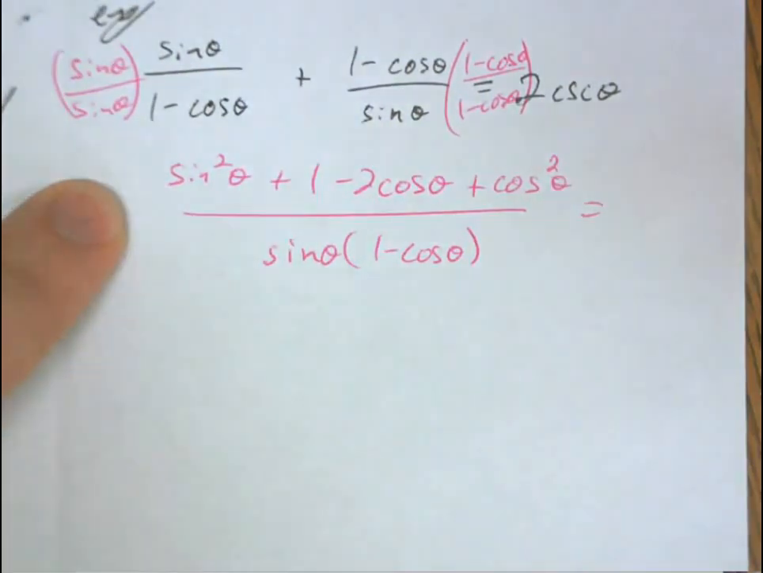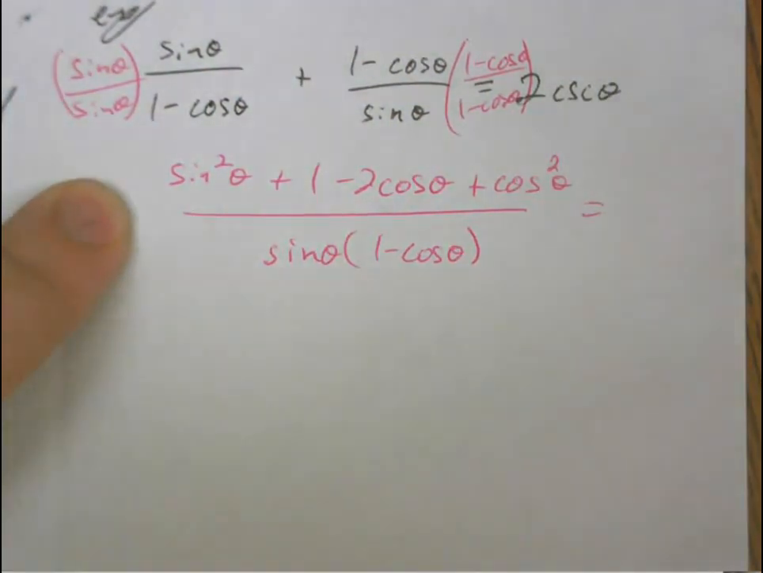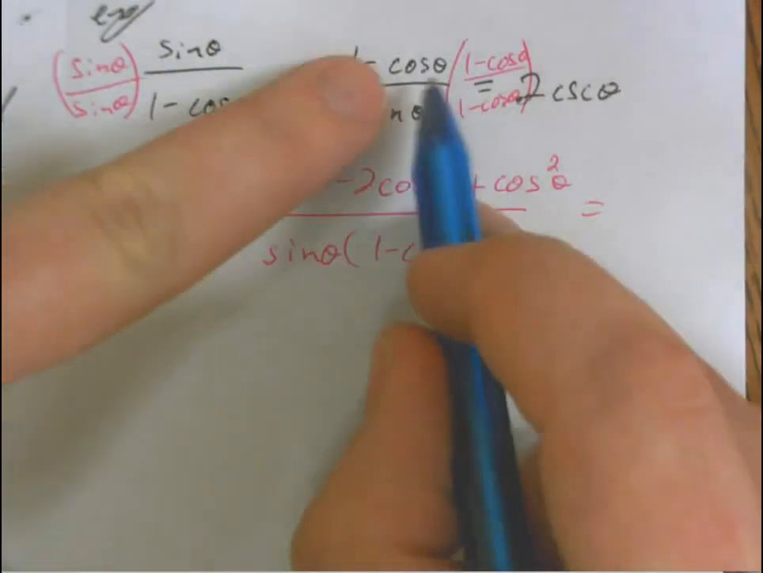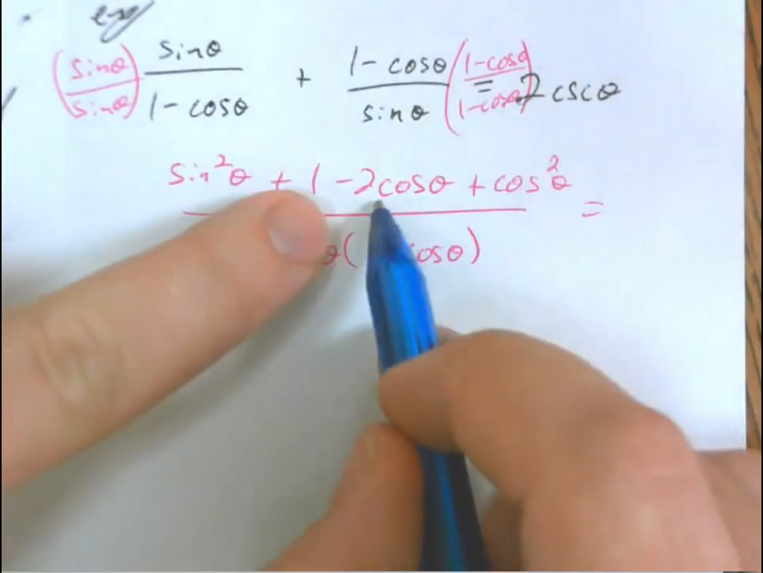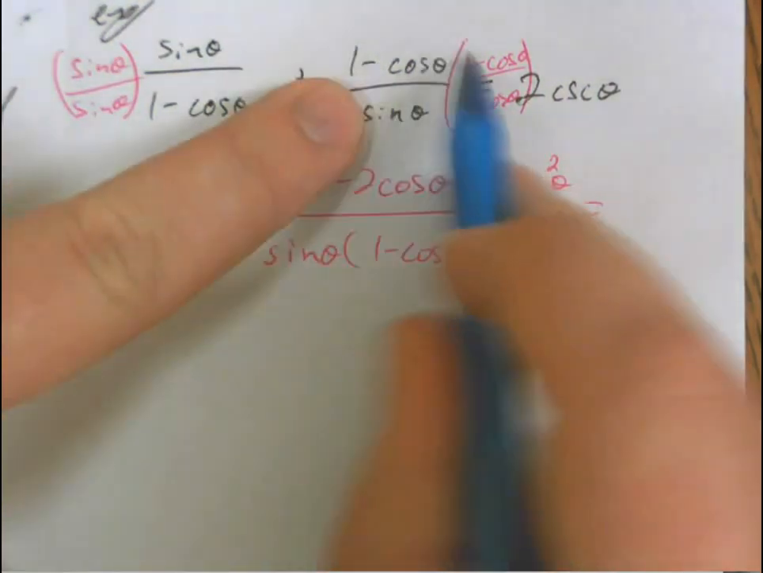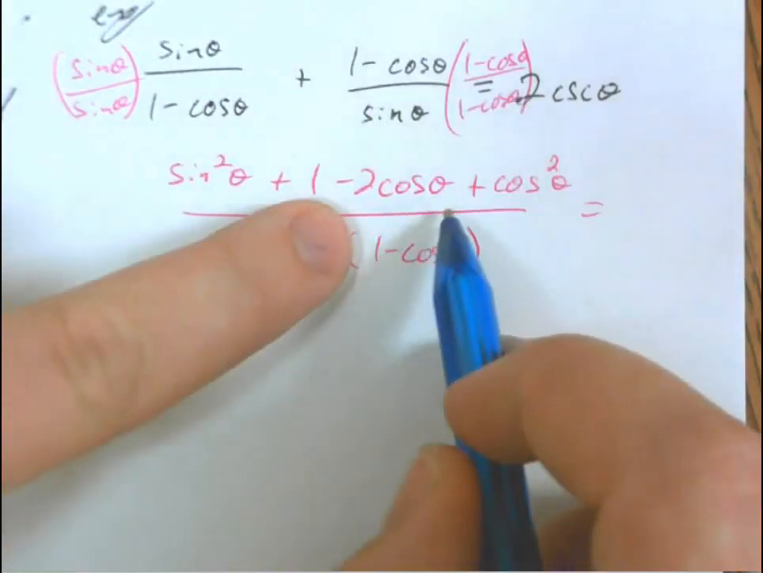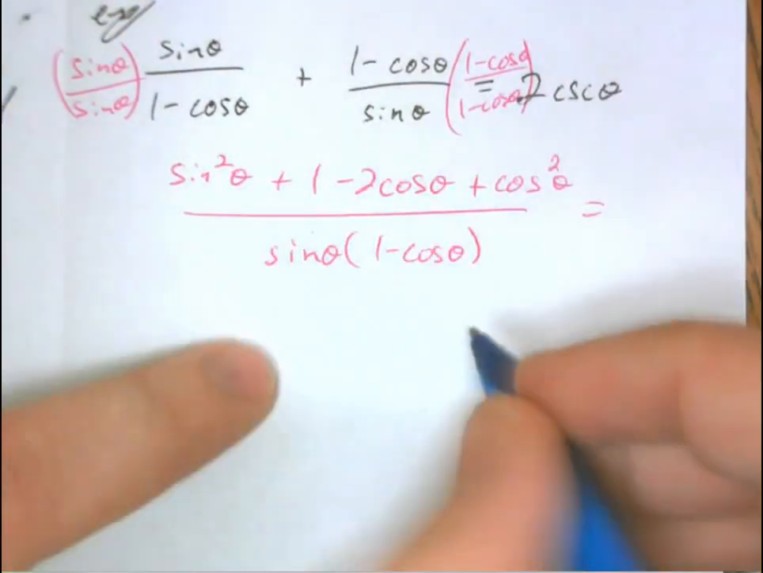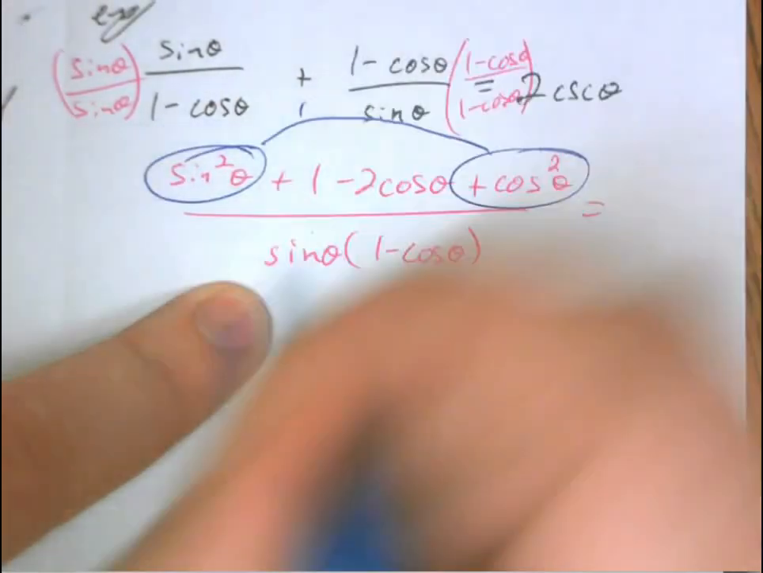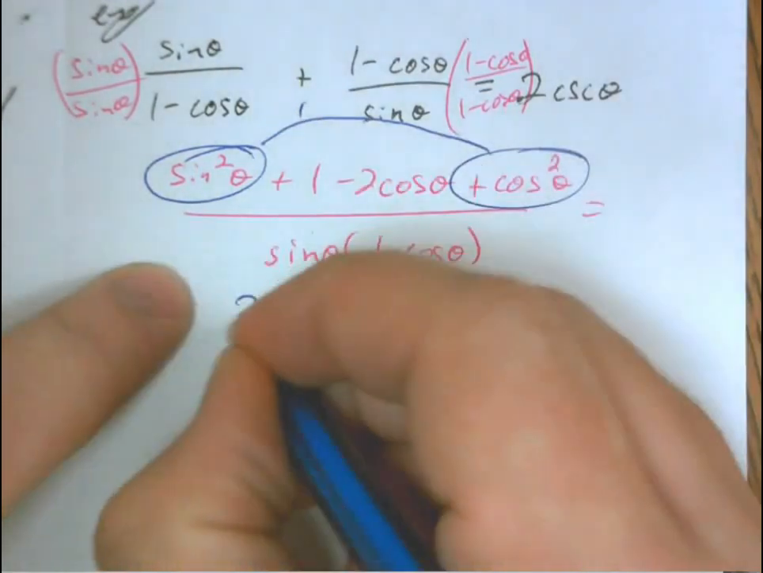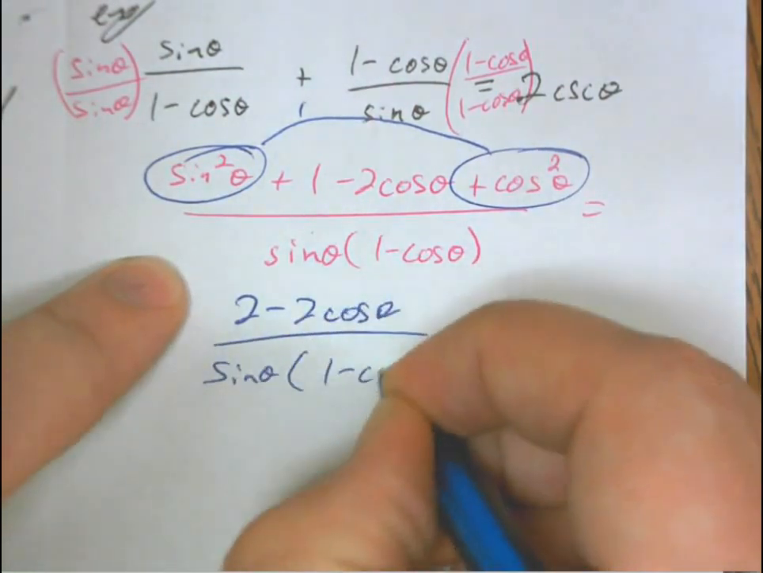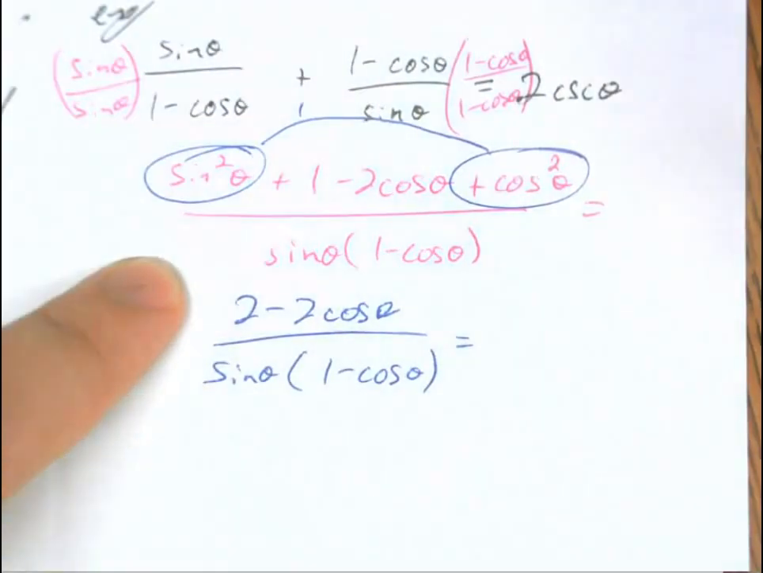Okay, if you're asking yourself where all that stuff came from, make sure you write a note off to the side. Pretty much all that I did, I multiplied sine times sine to get sine squared, and then I multiplied 1 minus cosine times 1 minus cosine to get 1 minus 2 cosine plus cosine squared. Distribute it out and it simplifies to that. And then it's over the common denominator. So now with this, just like we had in 5.1, cosine squared plus sine squared is 1. So I have 1 plus 1 is 2 minus 2 cosine theta, all over sine theta times 1 minus cosine theta equals the other side.